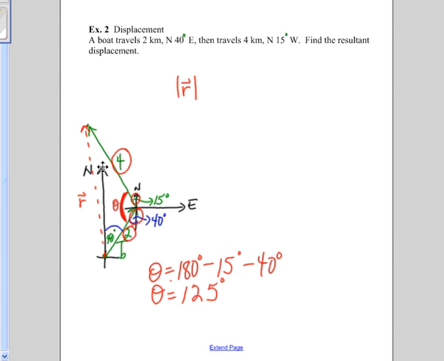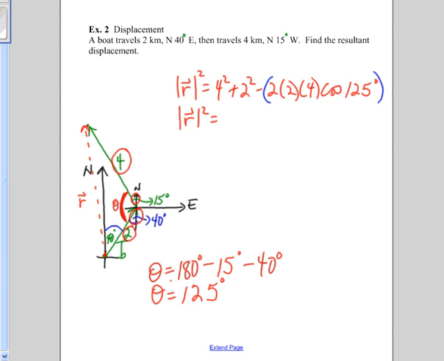To find the magnitude of that resultant, I am going to use r squared equals 4 squared plus 2 squared minus 2 times 2 times 4 cos 125. Making my brackets my friends, and making sure I'm in degree mode, I end up with the magnitude of the resultant squared being approximately 29.2.